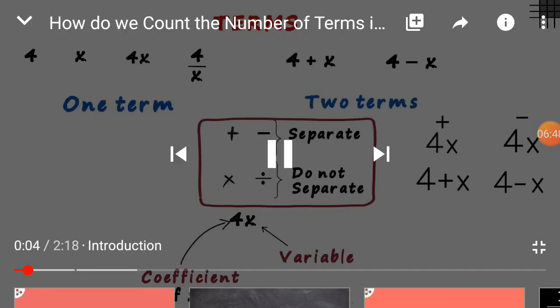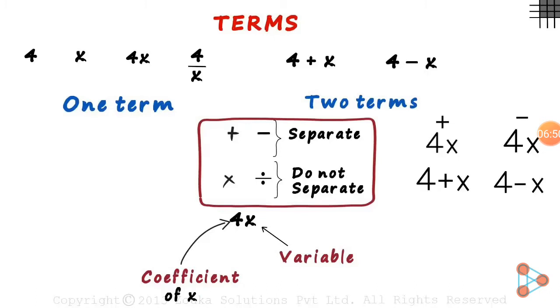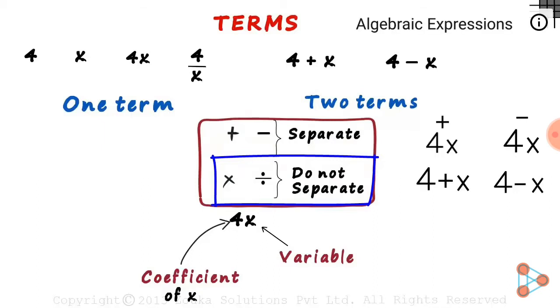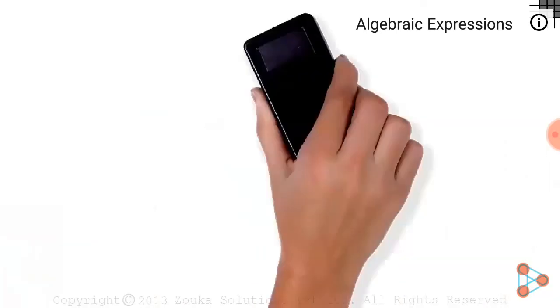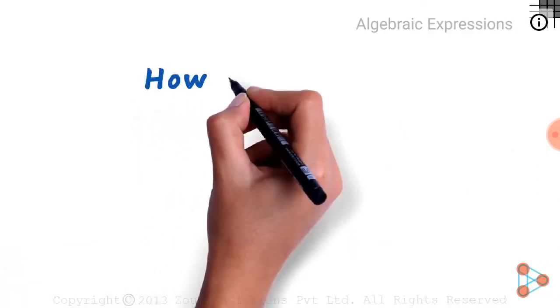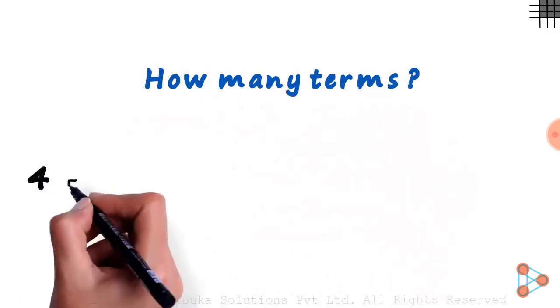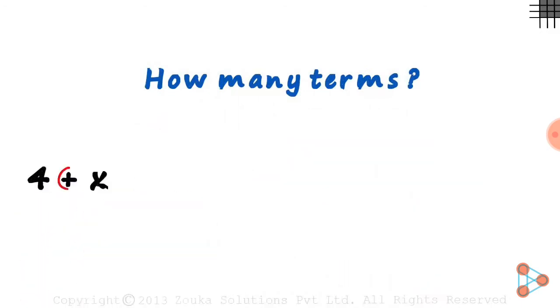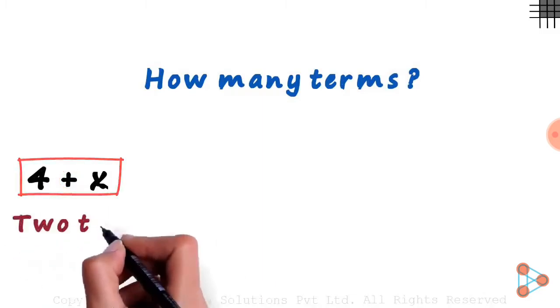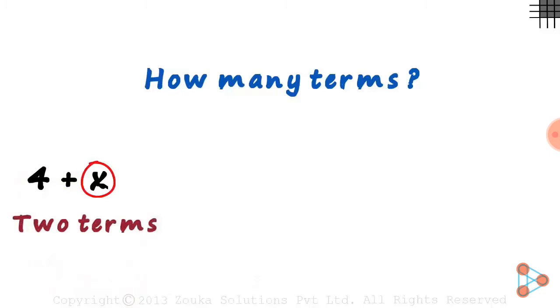This is where we left off in the previous video. We saw that plus and minus separate the terms, and multiplication and division do not separate the terms of an expression. Let's look at a few expressions and find out how many terms they have. Here's the first expression, 4 plus x. We can see a plus sign here. It means that this expression has two terms, 4 and x.